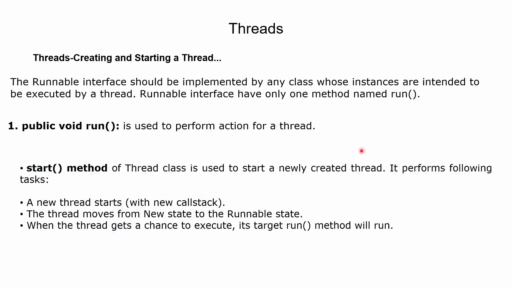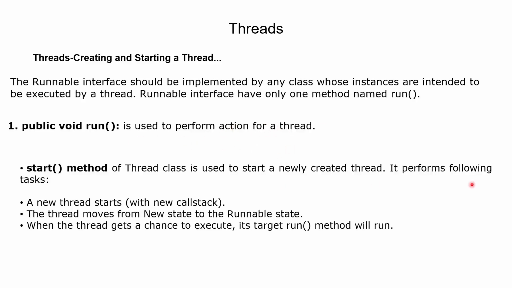So, creating and starting a thread. The runnable interface should be implemented by any class whose instances are intended to be executed by a thread. The runnable interface has one method named run, and we can see it here. Public void run is used to perform actions for a thread.